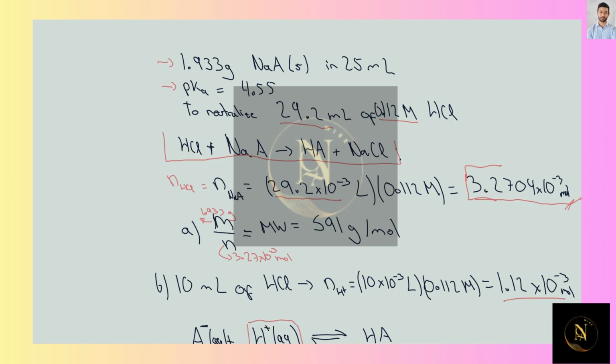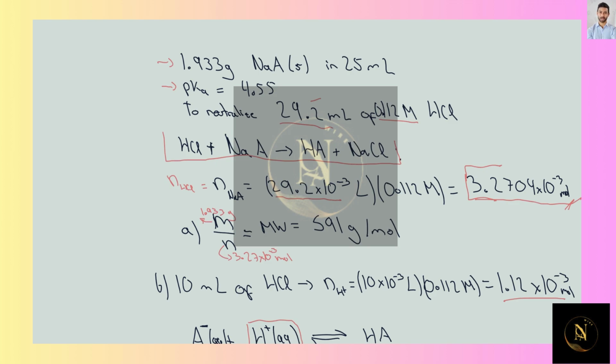What we have is 1.930 grams of a sodium salt that we prepared in 25 milliliters of a solution, and we are given the information of the pKa. We are also told that to neutralize that, we required a certain volume of 0.112 molar of HCl.